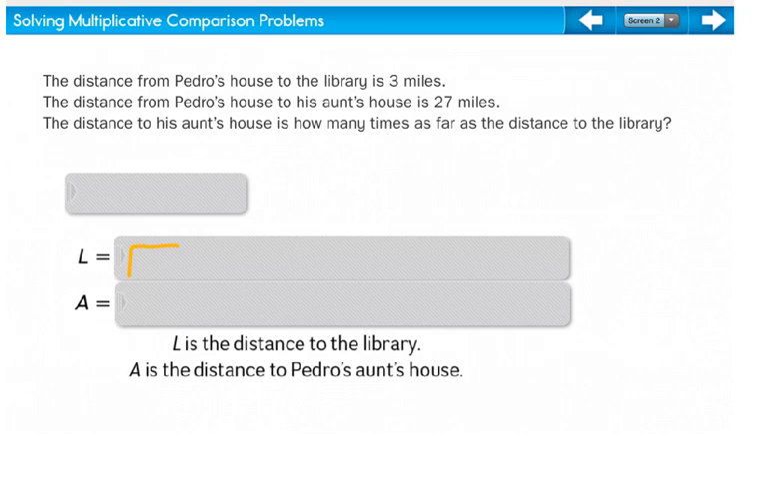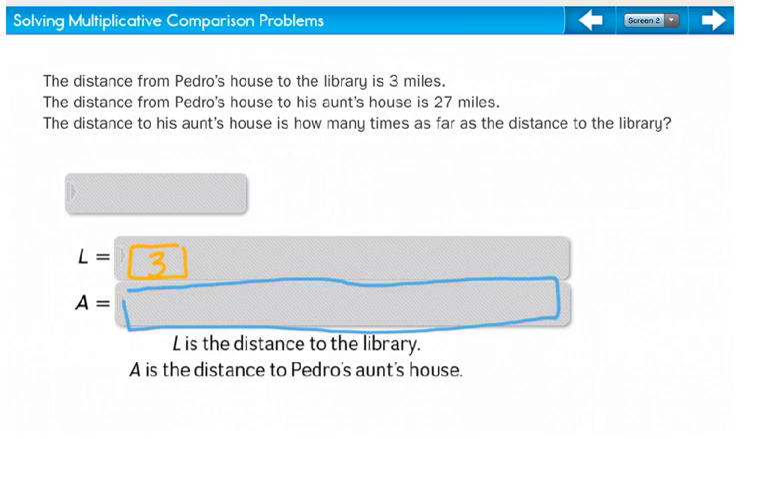Well, the distance to the library is 3 miles. How many times would that be if I compare that to the 27 miles it is to his aunt's? What it's asking is, how many times 3 is it to his aunt's compared to the library? So 3 times what gives me 27?